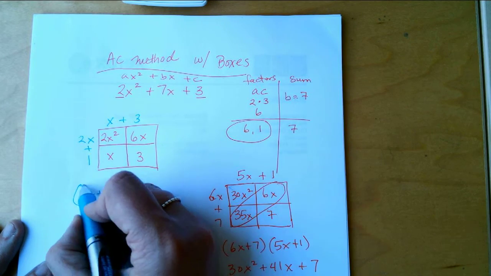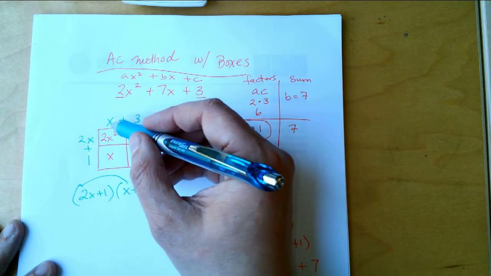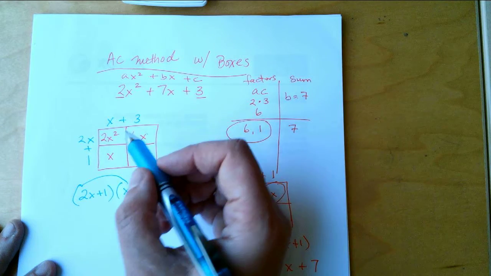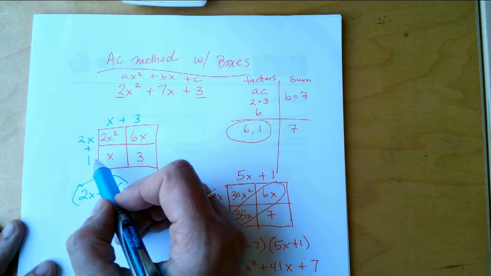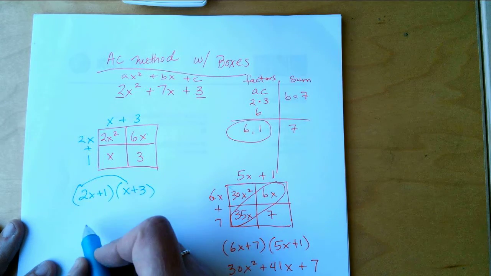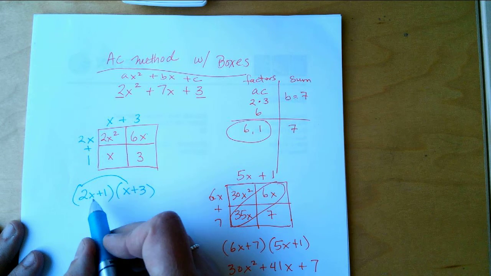And if you wanted to check that, you could FOIL it out, or again, you could multiply. 2x times x gives us the 2x squared. 2x times 3 gives us 6x. x times 1 gives us x, and 1 times 3 gives us 3. That's the exact same thing as if you were to FOIL to check. So we're just checking to see that the factors are correct.